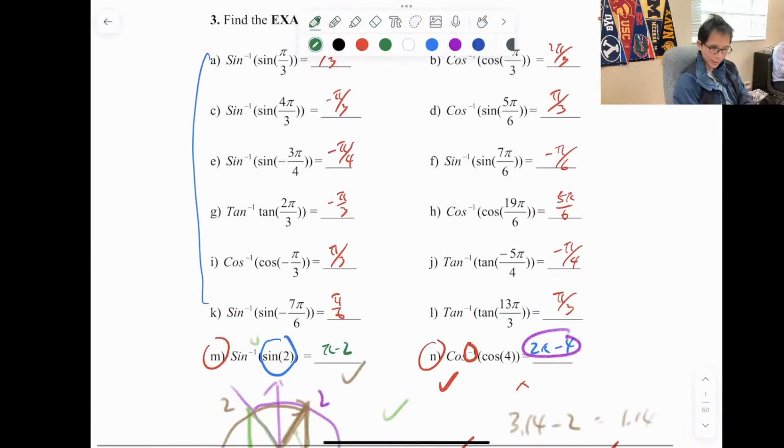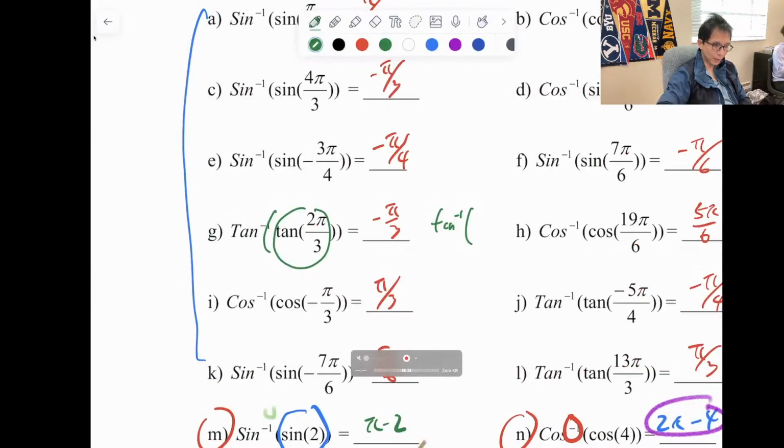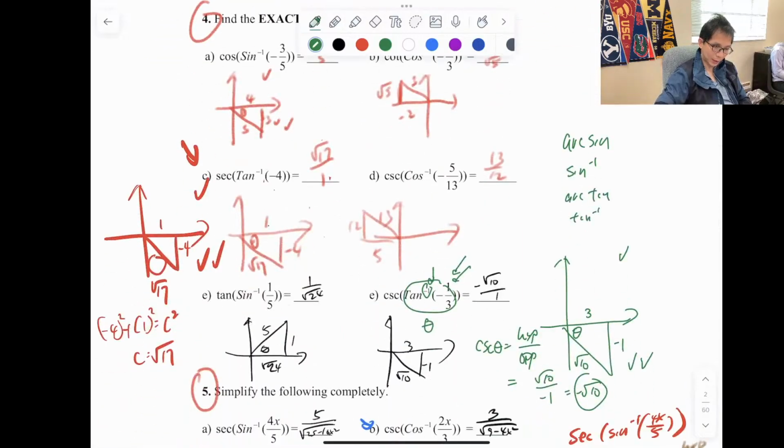So inverses on the outside only occur in this situation. So for example, tan inverse. So tan inverse, I'll figure out what tan of 2 pi over 3 is. Well, what's tan of 2 pi over 3? I don't know if it'd be rational. Negative root 3. So just memorize this diagram I showed you.